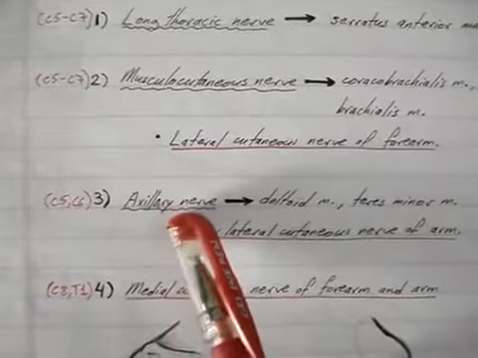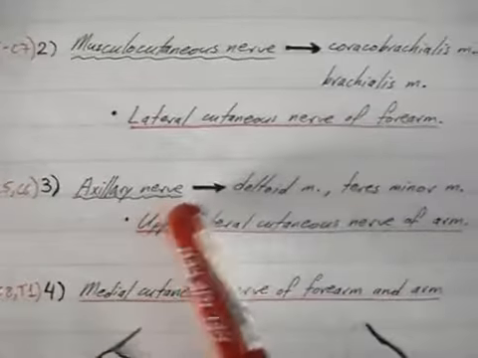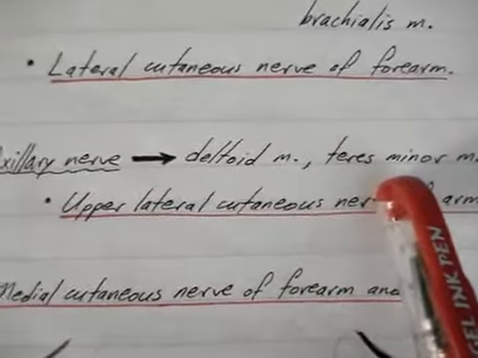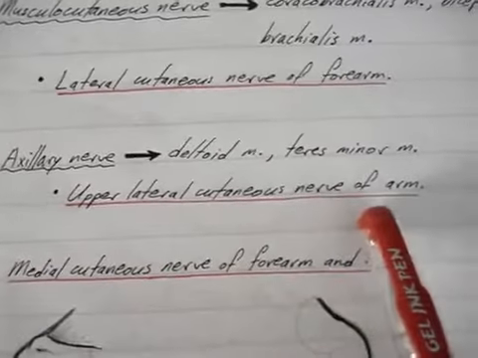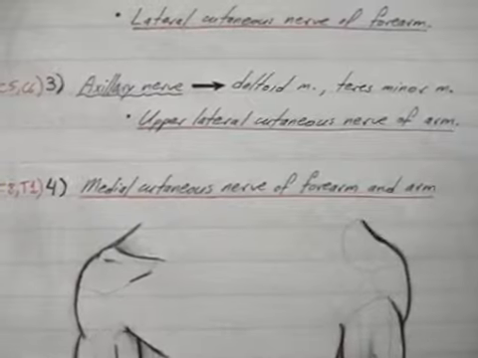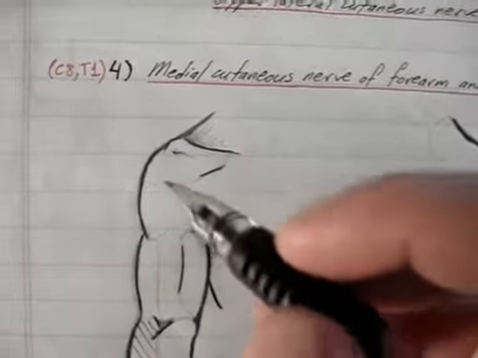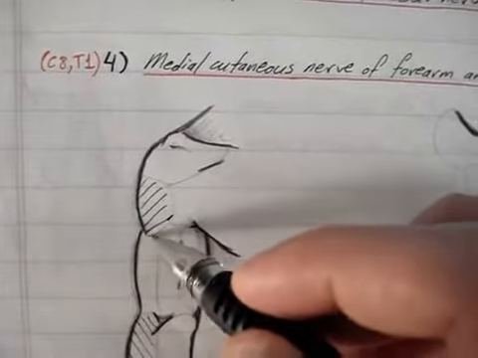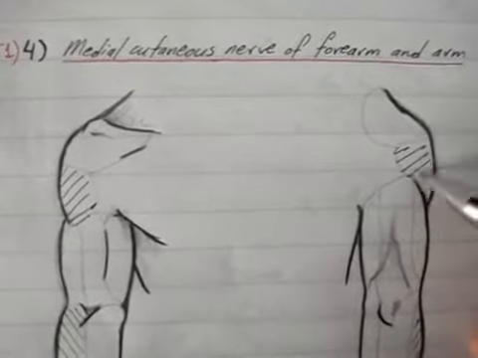Next is the axillary nerve, or C5, C6. The axillary nerve innervates the deltoid muscle and the teres minor muscle. It has a cutaneous branch called the upper lateral cutaneous nerve of arm. The upper lateral cutaneous nerve of arm innervates the skin over the lower half of the deltoid muscle, so it would be this one here. And from the posterior view, you can see it here.